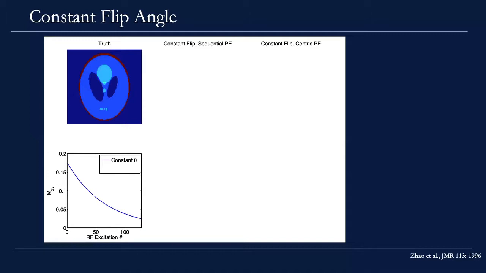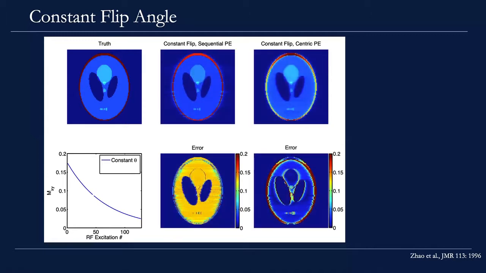Sure, right? So with the constant tip angle, the first few phase encodes will have more magnetization than the last few phase encodes, right? Which of the two approaches, centric or sequential, will act as an effective low-pass filter? Centric, right? Because we're acquiring center of K-space first, so we're going to have more blurring. If we do sequential, we're going to go from high spatial frequencies to lower. We're going to have an edge effect.